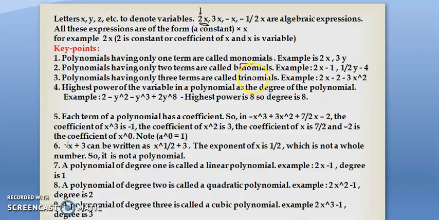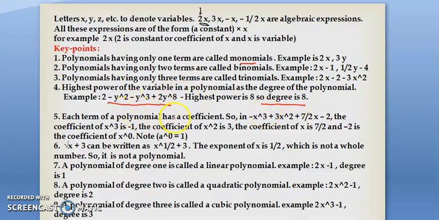The highest power of the variable in a polynomial is known as the degree of the polynomial. Suppose I write 2 minus y raised to power 2 minus y raised to power 3 plus 2y raised to power 8. So 8 is the highest power, so the degree of the polynomial will be 8.